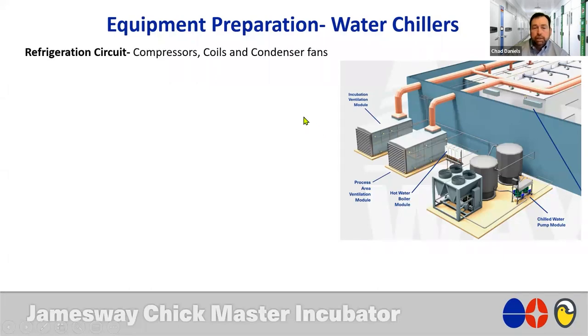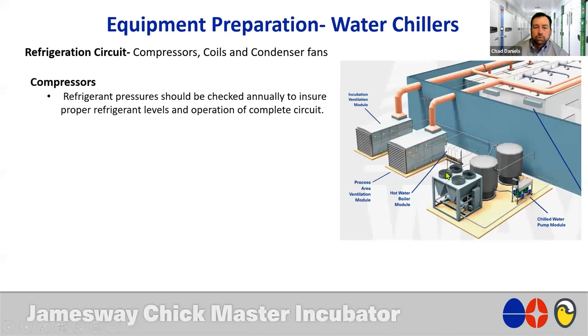So when we look at chillers, the refrigeration circuit, again, is very critical. Oftentimes chillers are on the ground, making it easier for debris to find its way into the condensing coils, also debris into the condensing fans. So when we talk about compressors, refrigerant pressures, one thing I want to point out is, let's say you're in the United States or you're in a northern hemisphere where you're entering winter, you think, well, I'm probably not going to need that chiller anymore.